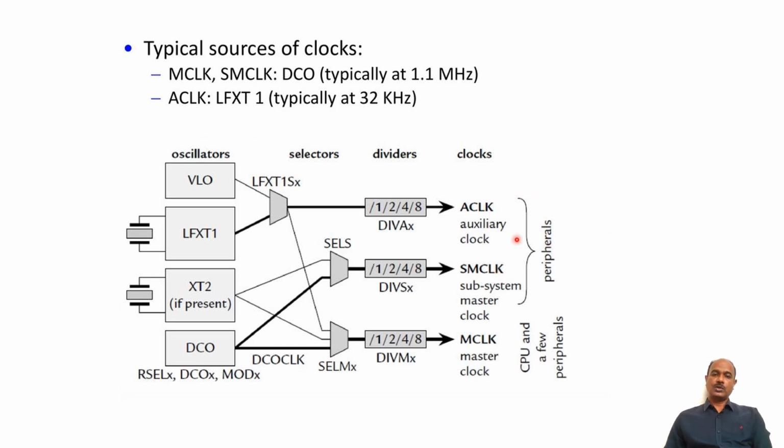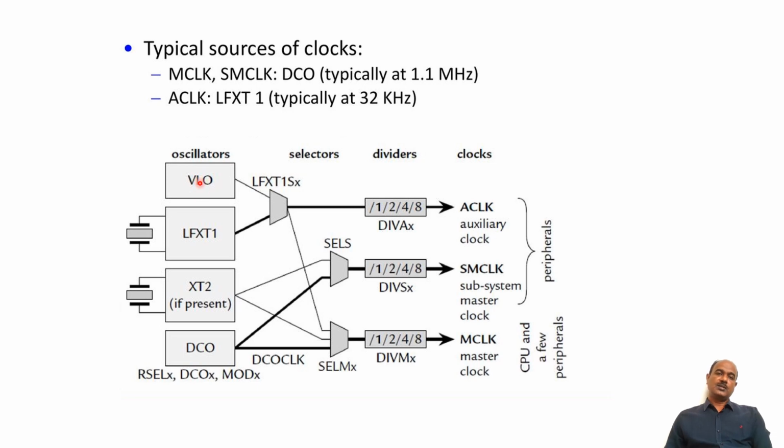Now, how will these clocks be generated? For generating these clocks, internally there are oscillators. Different oscillators are available inside the MSP430 microcontroller. In this, there are two types. One is the RC based oscillator, that is, resistor and capacitor based oscillators. The very low frequency oscillator VLO and the digitally controlled oscillator DCO, these two oscillators are the RC based oscillators, that is, resistor and capacitor based oscillators.